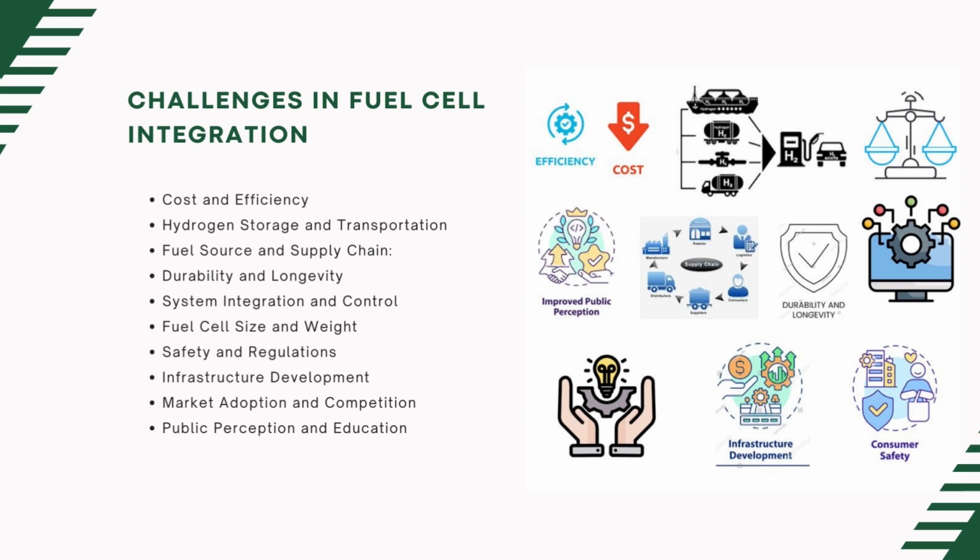Third, we have fuel source and supply chain. Ensuring a reliable and sustainable source of hydrogen is challenging. Currently, most hydrogen production relies on natural gas reforming, which generates greenhouse gas emissions. The supply chain of hydrogen and fuel cell components needs to be robust to ensure uninterrupted operation.